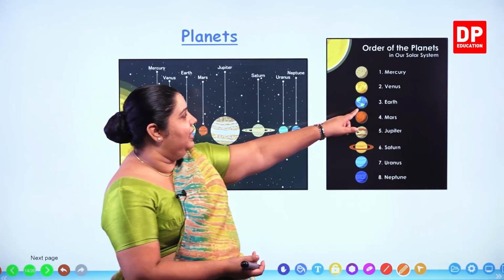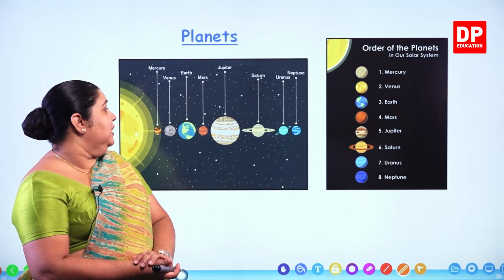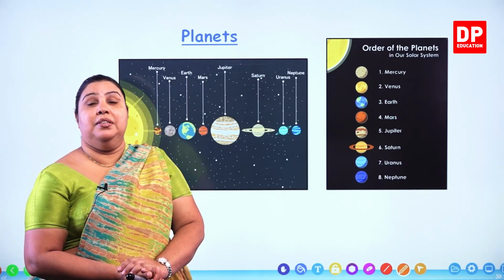The third one is the planet Earth. Then the fourth one is Mars.